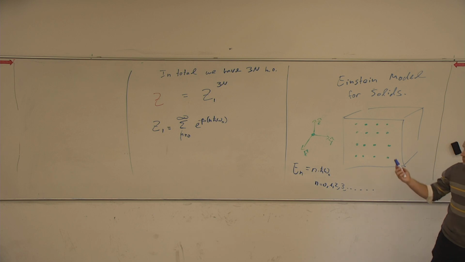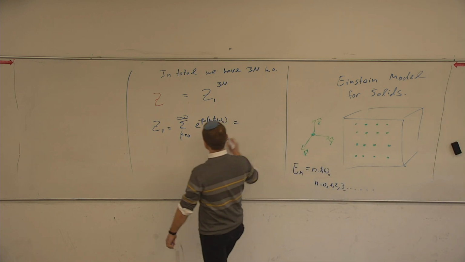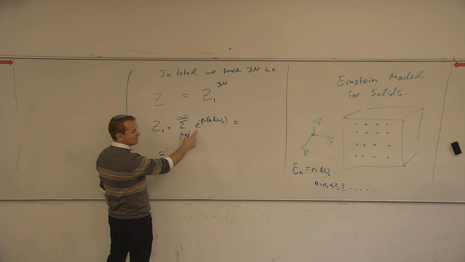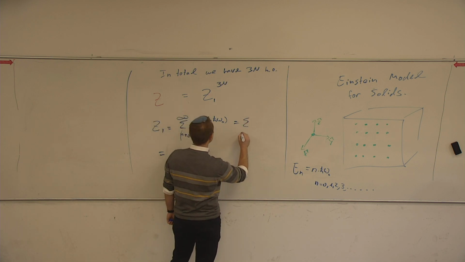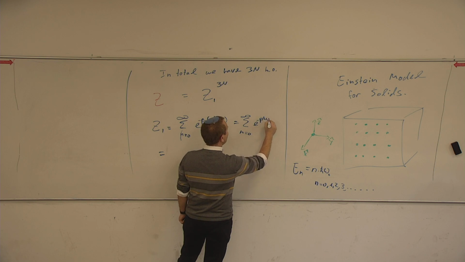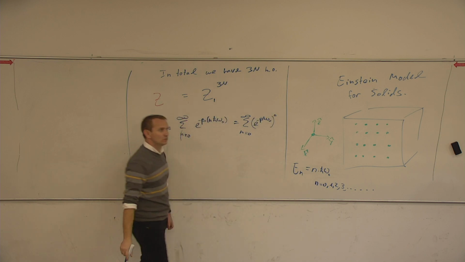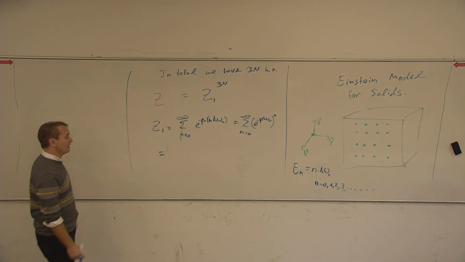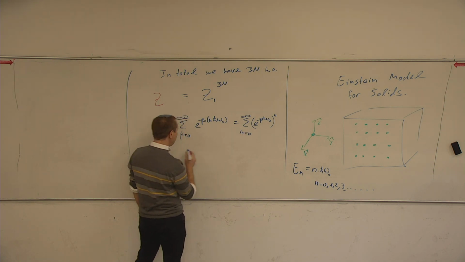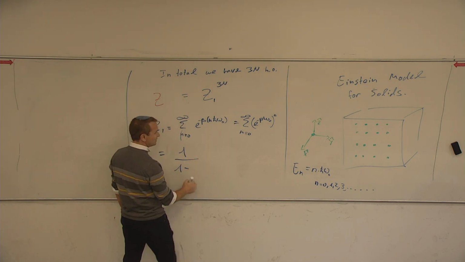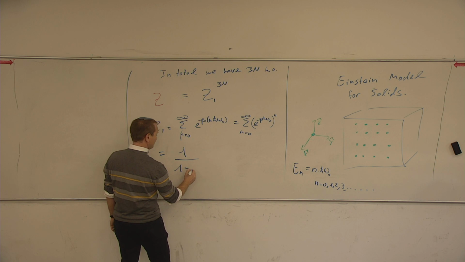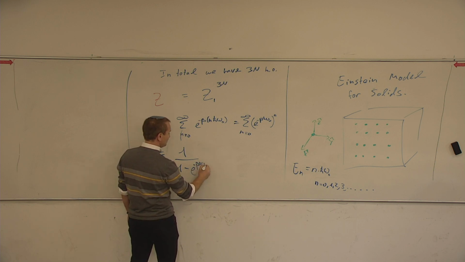Very nice. So let's sum this. What is the sum? It's a geometric series, because we can write it as the sum from n equal to 0 to infinity of (e to the power minus beta h bar omega 0) to the power n. So it is a simple geometric series, and we know this series. The first term is 1 divided by 1 minus the multiplier, which here is e to the power minus beta h bar omega 0.